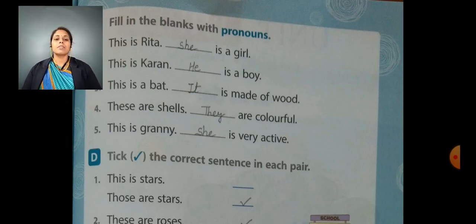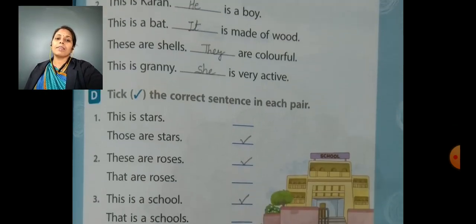Next, this is Grain. Okay, Grain is the name of a girl, so we can use the she pronoun. Okay, she is very active, वो बहुत एक्टिव है, तो यहाँ पे Grain के लिए हम क्या यूज करेंगे, she pronoun का यूज करेंगे.